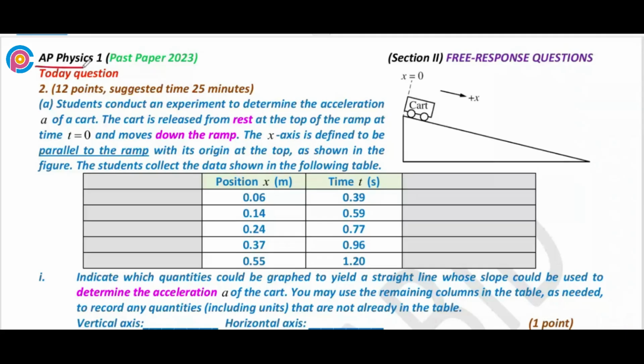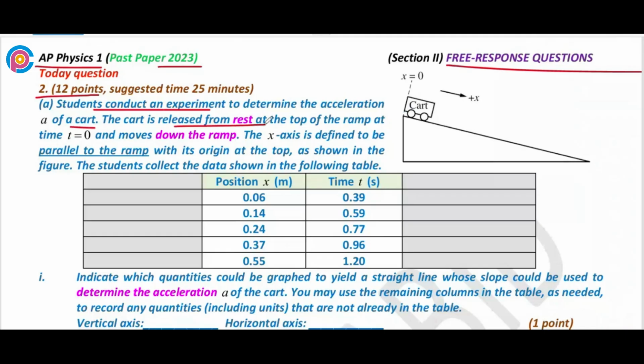Hi, we have the AP Physics 1 past paper 2023. We are discussing the free response question section. In this part, we have question number 2, which carries 12 points. A student conducts an experiment to determine the acceleration of a cart.